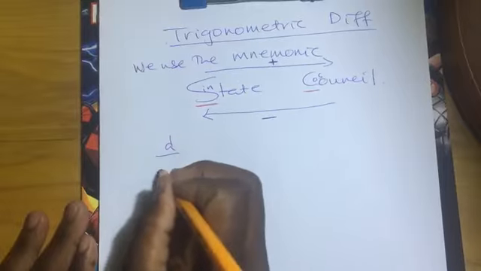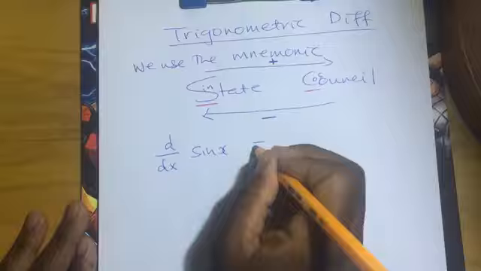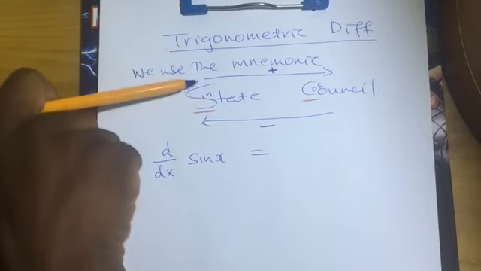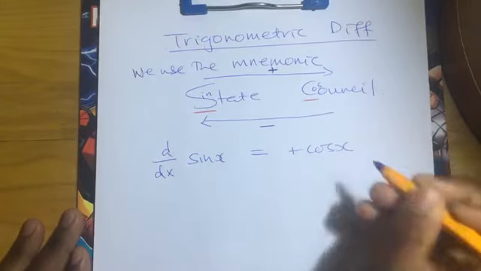So d/dx of sine x is going to be, according to state cancel, I'm starting with sine and I'm moving in the normal direction. So my answer is just going to be positive cos x.